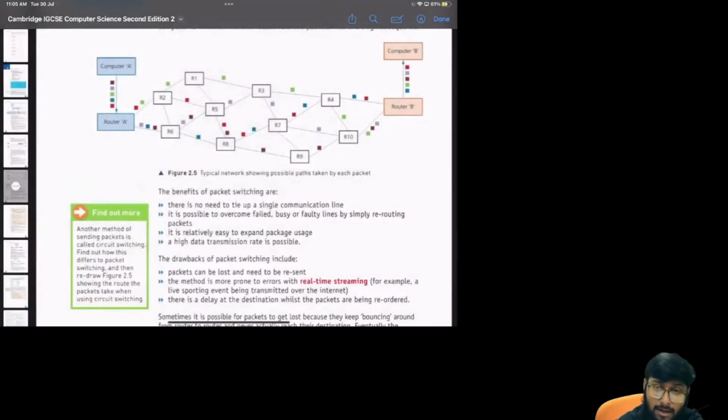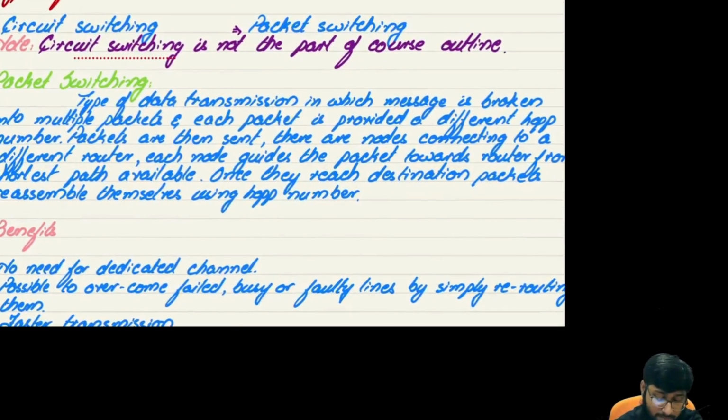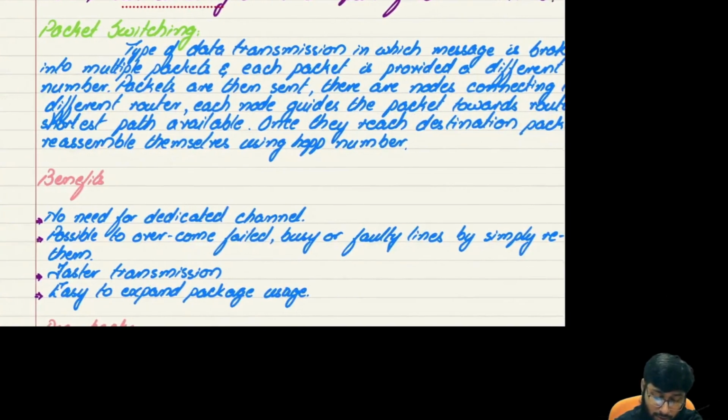They will take the route that is quite suitable for that particular data packet, and when they reach the destination, they won't be in a properly synchronized format. So for resynchronizing themselves, they do require a hop number so that they can become proper data. If you look at the definition that I've written here for packet switching: a type of data transmission in which a message is broken down into multiple packets and each packet is provided a different hop number.